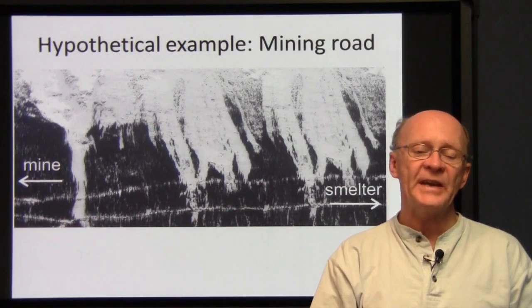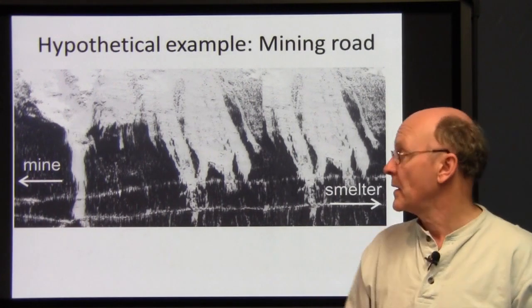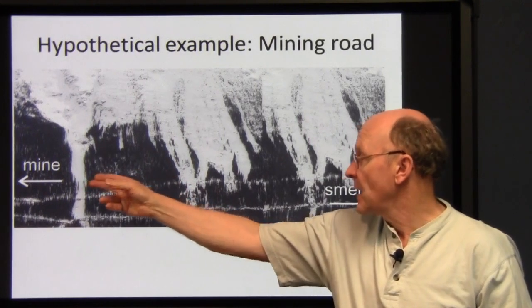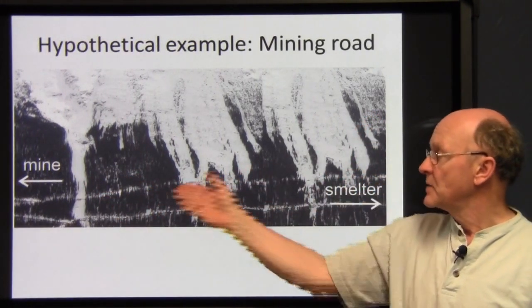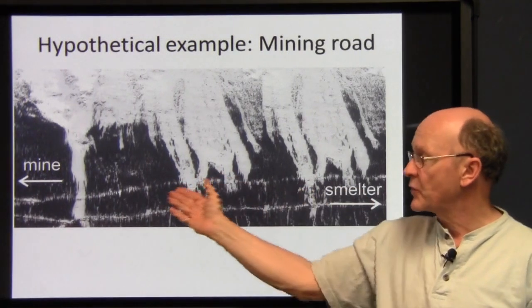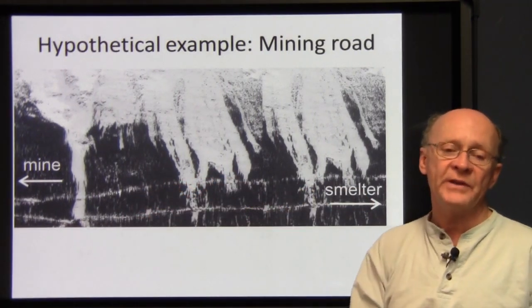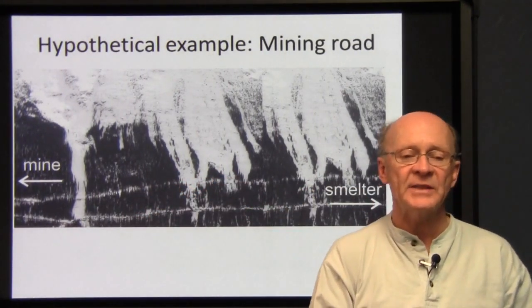Now we're going to apply these stages to a hypothetical mining road to a new mine, in which the mine is off this side and the smelter and the worker housing is off to this side. So the haul trucks as well as the miners have to travel back and forth on this road, which is exposed to avalanches.